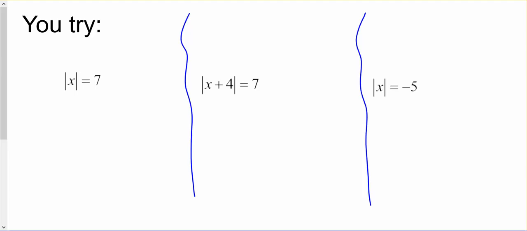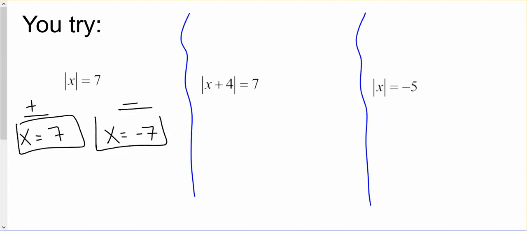So this first problem, all we have is our absolute value. So we've got our positive side and our negative side. Our positive side, x equals 7. Our negative side, x equals negative 7. We've got two answers.